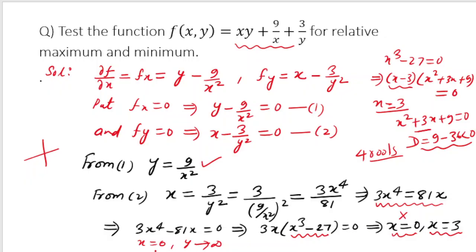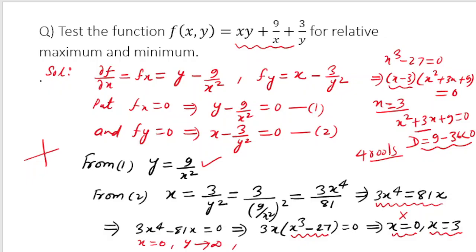I hope you got the reason, because if you take x is equal to 0, y will approach infinity, which is not acceptable because we are talking about points in the xy plane. And another reason you can give is that for x is equal to 0, the function itself is not defined because x is equal to 0 can't be taken in the denominator.